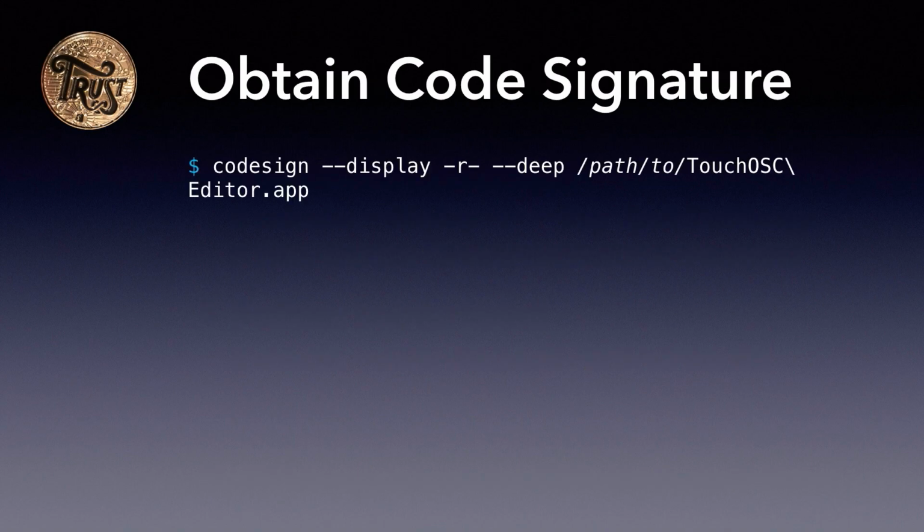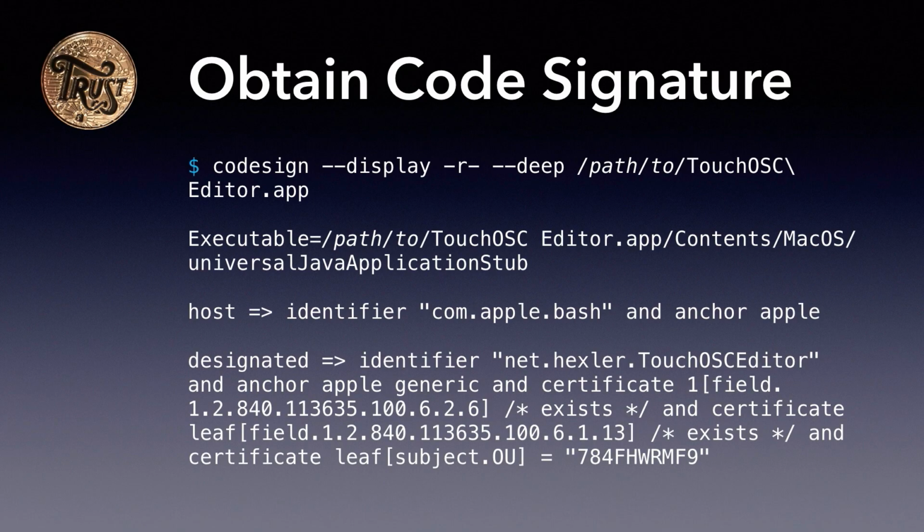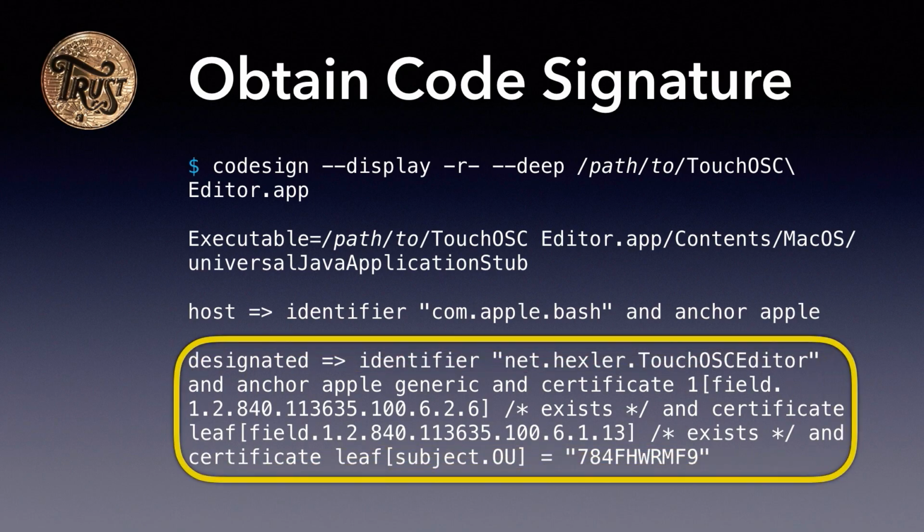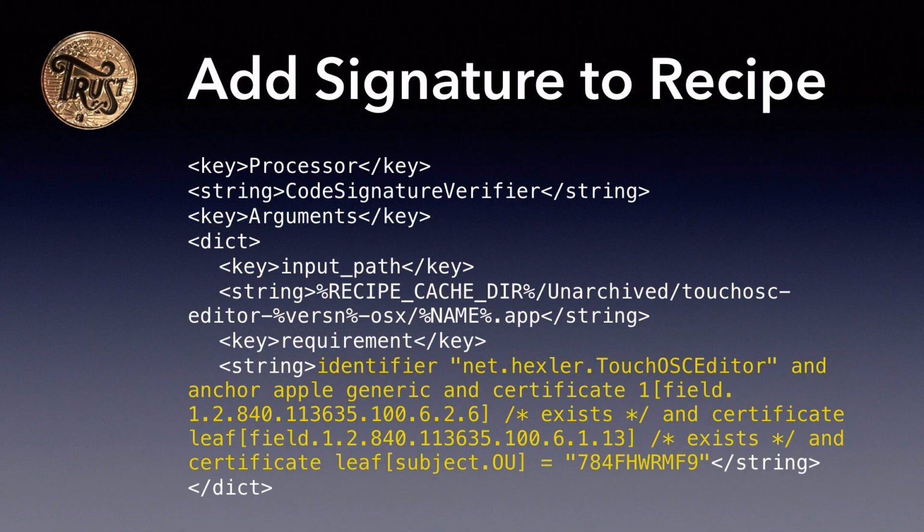So let's clean up that TouchOSC recipe that had the problem. I ran it, I did the drag and drop, and I got this output. You'll see a big chunk of stuff right at the bottom there. That's what we need for an app signature. Note that for package ones it's different, but it's easy to find a model either in the wiki or in someone's recipe repo to figure out what to do. In this case, we're going to take the code signature verifier value we just got and put it into the value for the requirement part of the recipe.